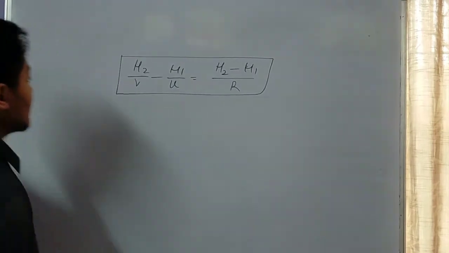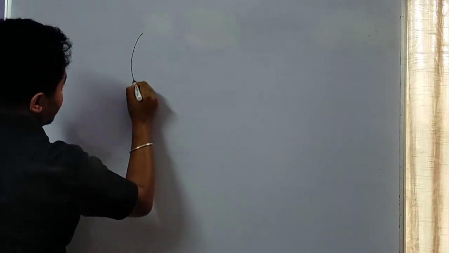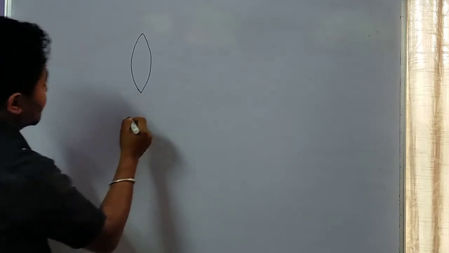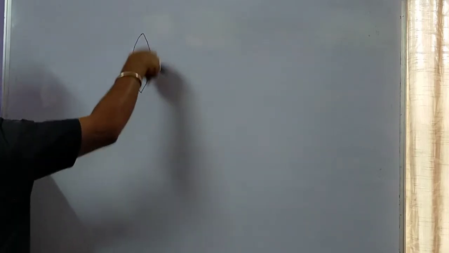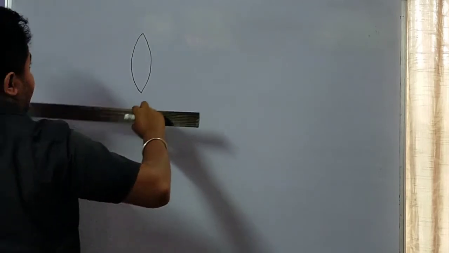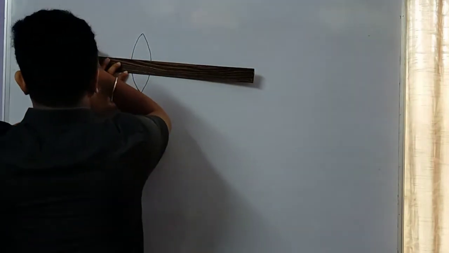In order to derive the Lens Maker formula, we need to take a convex lens. Hence, we will consider a double convex lens. Suppose it is a convex lens, or you can say a double convex lens, where both sides are convex. Understand? So this is a convex lens, and this will be the principal axis of it.